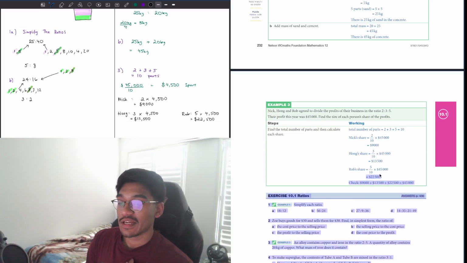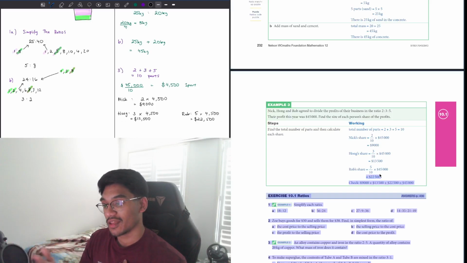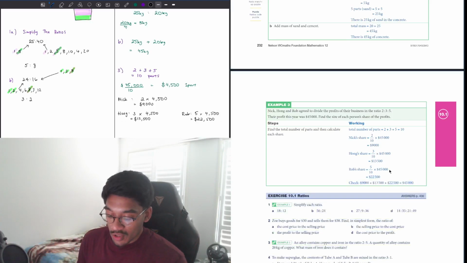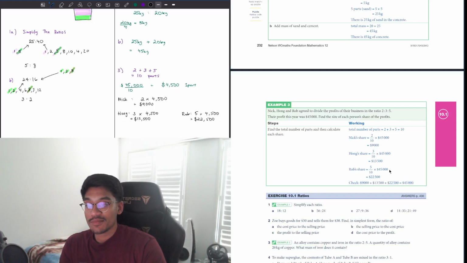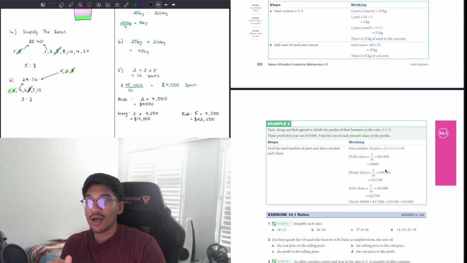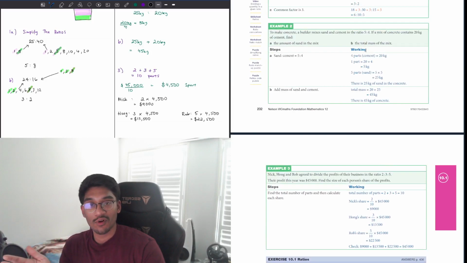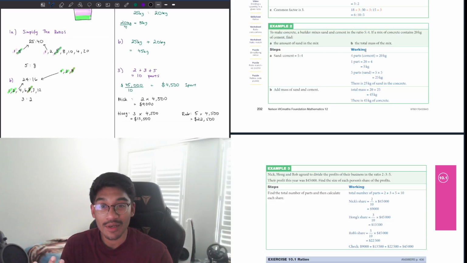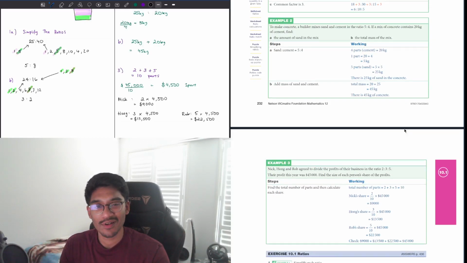So both ways are the same. You can either work out the value of 1 part and then multiply it in, or you can do what they did there. The reason why I do it my way is because it leaves no room for errors, but also with the question before, we also worked out the value of 1 part. So if we're just keeping it consistent, it just makes it easier in my mind. But you would never lose marks if you did it the other way.